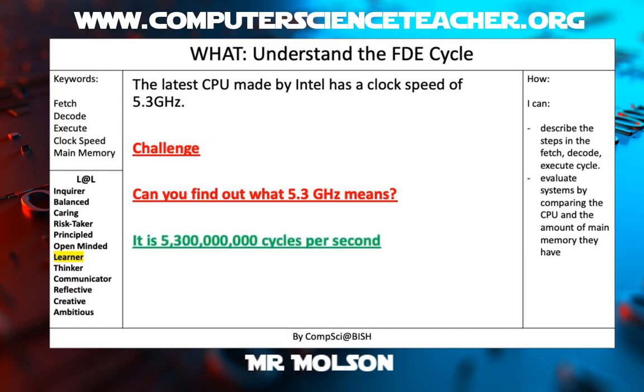Hopefully you found out that that is 5.3 billion cycles per second. So that CPU is going at 5.3 billion cycles per second, and that just blows my mind to think about.